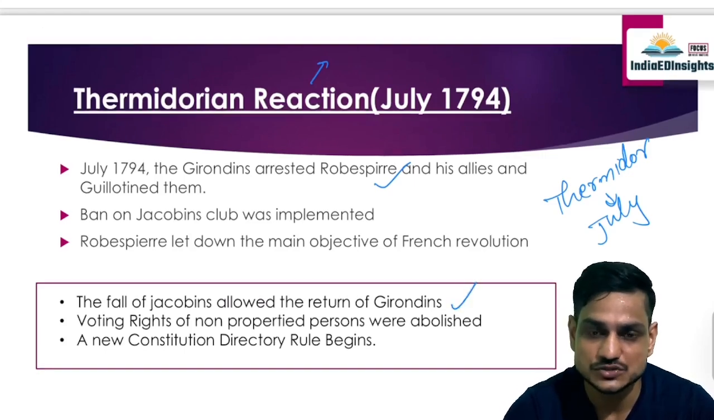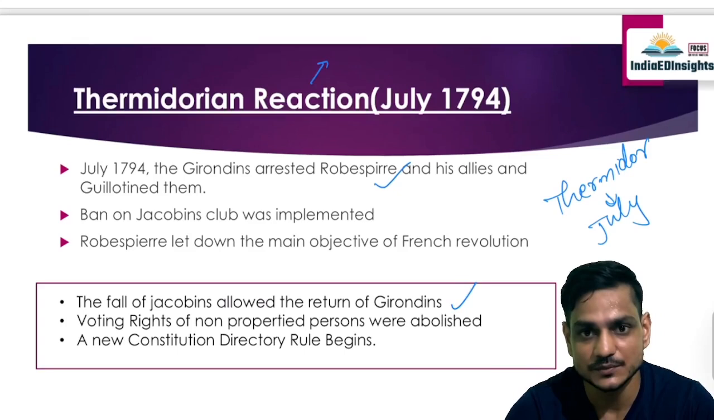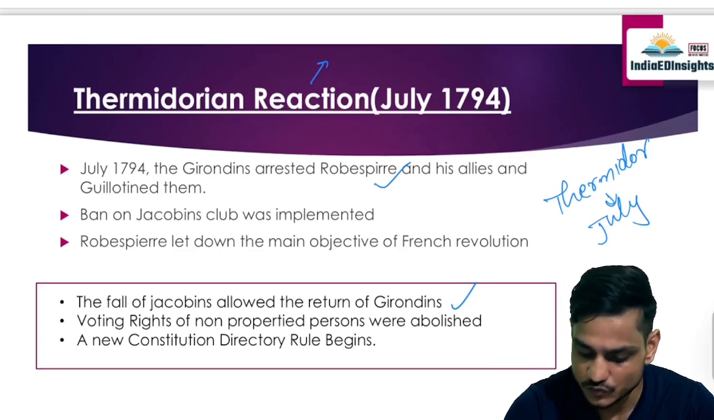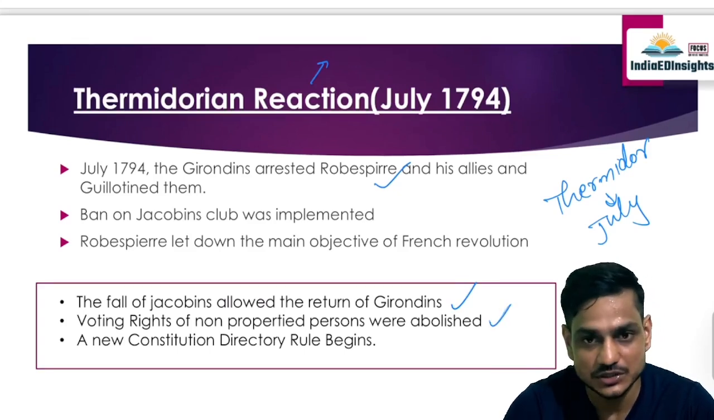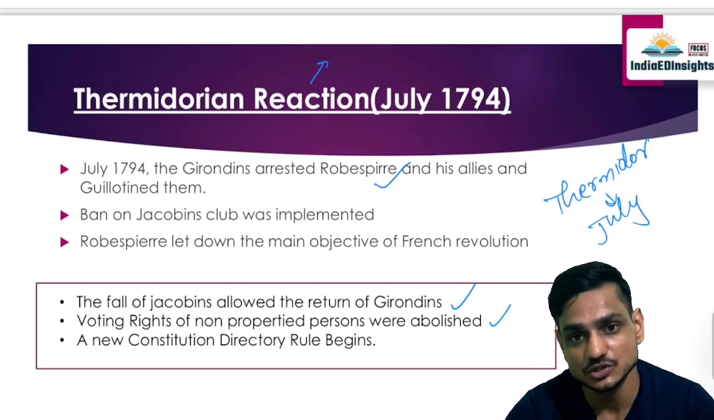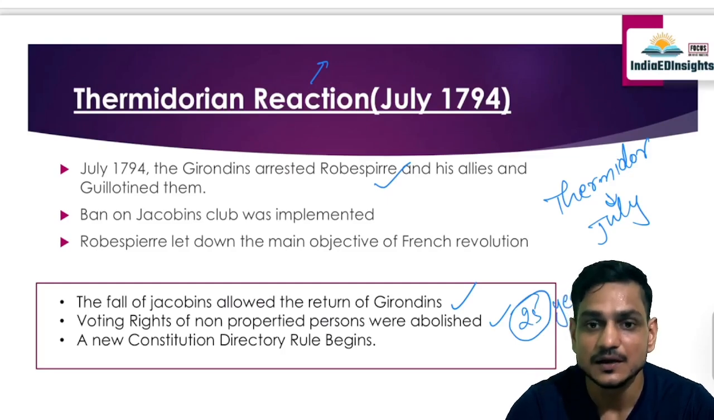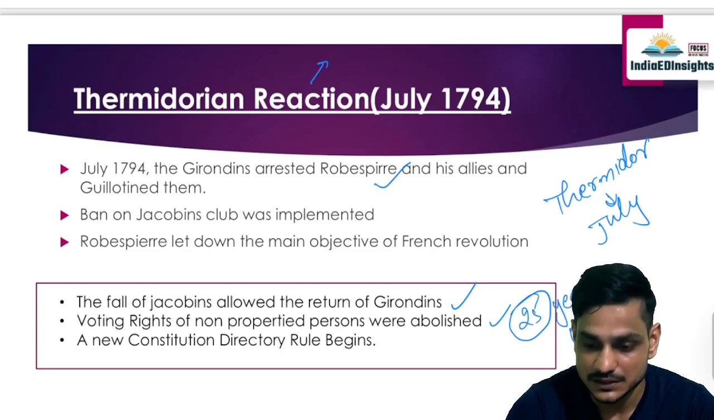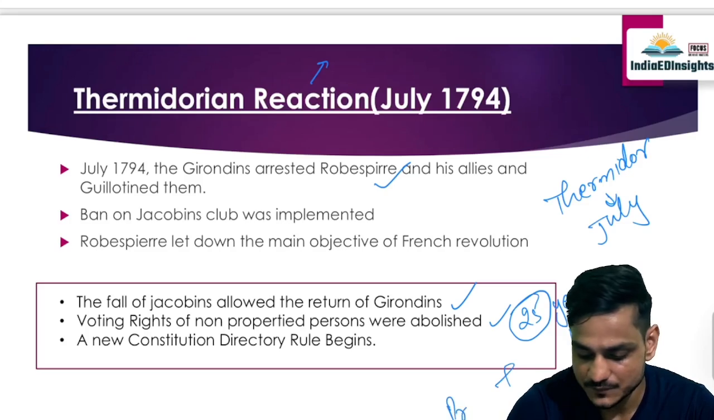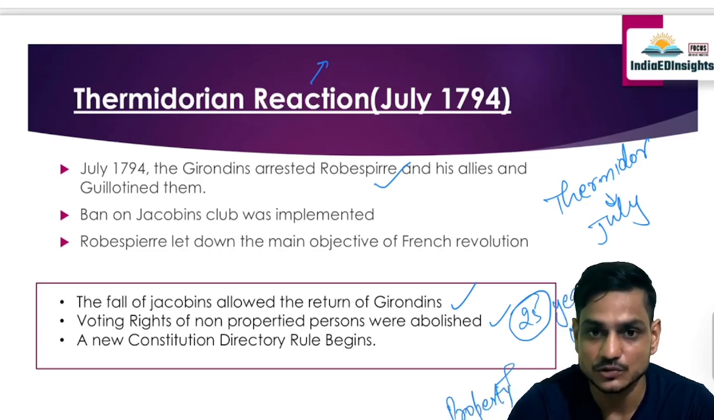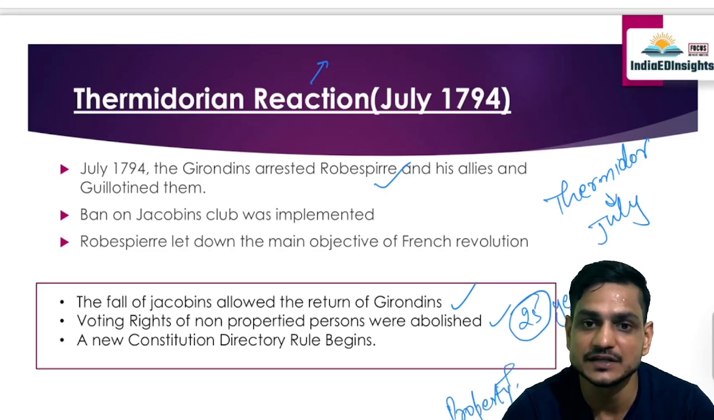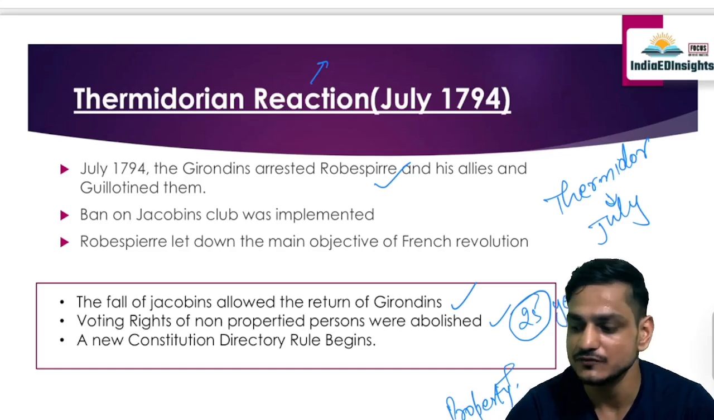When the Jacobins were removed from the government, the power came to the Girondins. So voting rights of non-protected persons were abolished. Now the Girondins started to implement their ideology of men aged 25 years or above plus property. Means all those persons who have property and are above the age of 25 years can now vote.